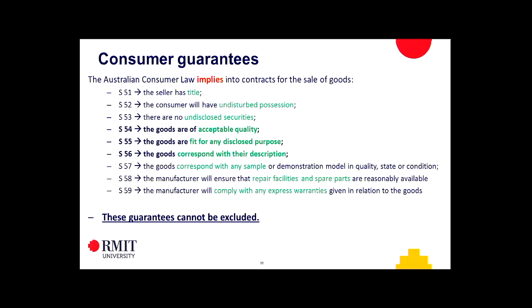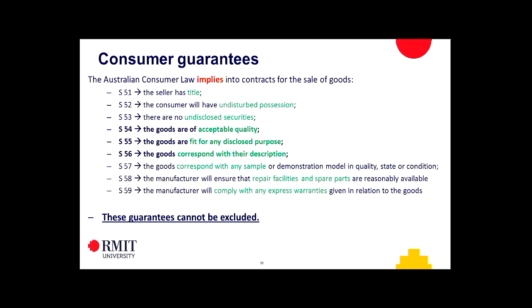This one I find interesting, section 58. That's the manufacturer must ensure that repairs and spare parts are available for a reasonable amount of time. Apple. Think of them straight away. What do they do to the laptops? What this means is that if you get a product and it breaks, the manufacturer, for a reasonable amount of time, should be providing spare parts so you can fix it.